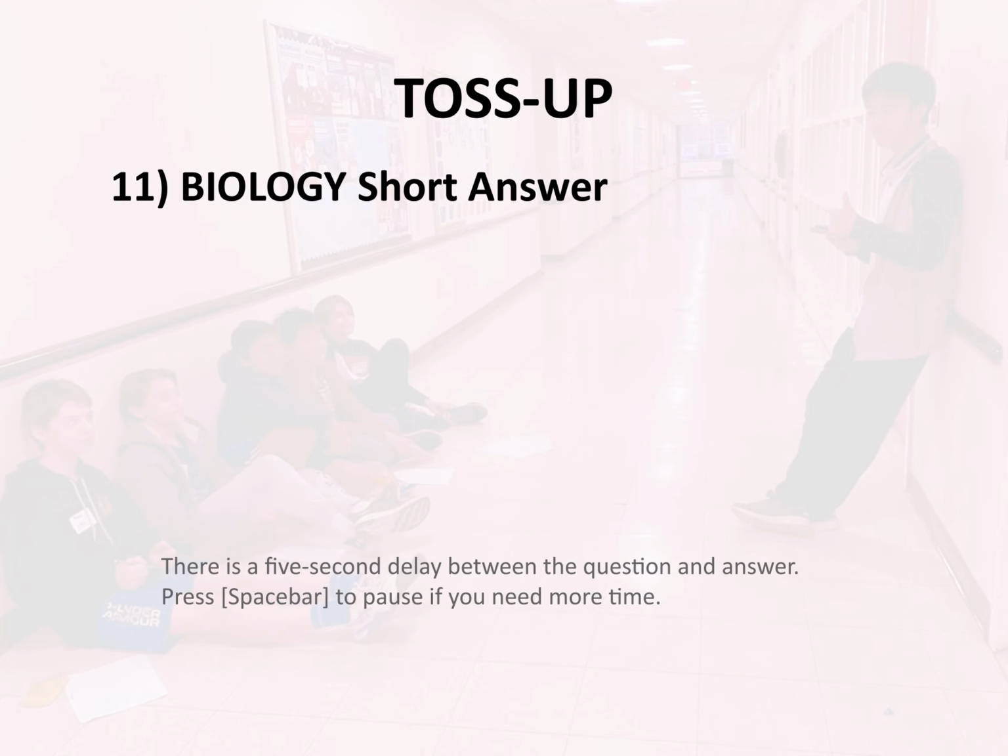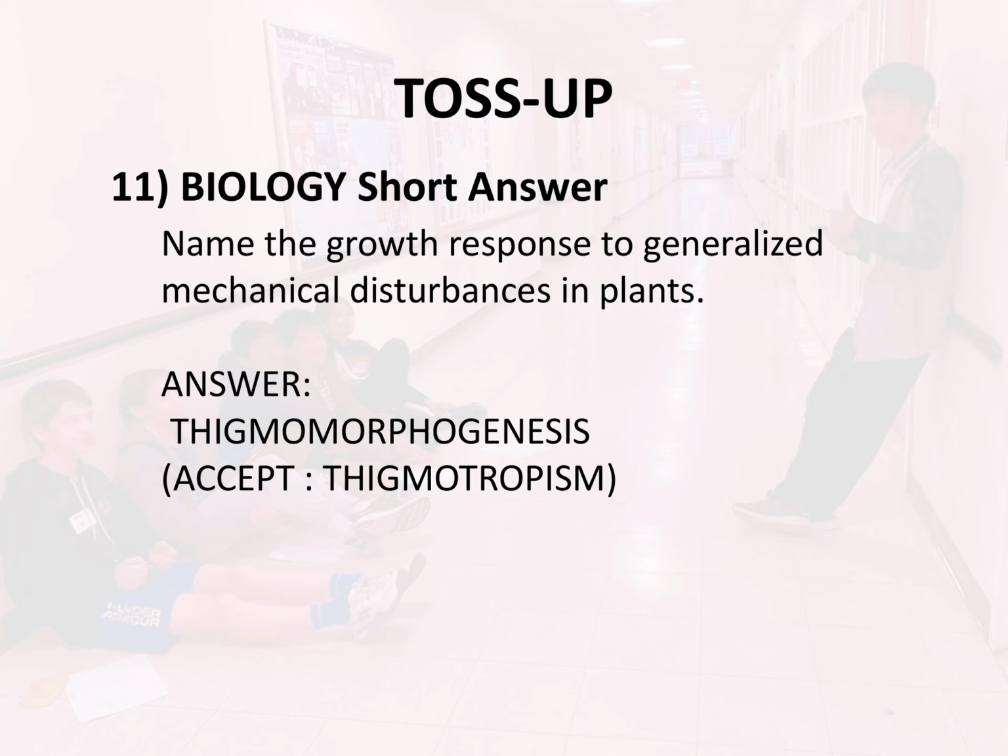Toss-up 11. Biology. Short answer. Name the growth response to generalized mechanical disturbances in plants. Answer. Thigmomorphogenesis.